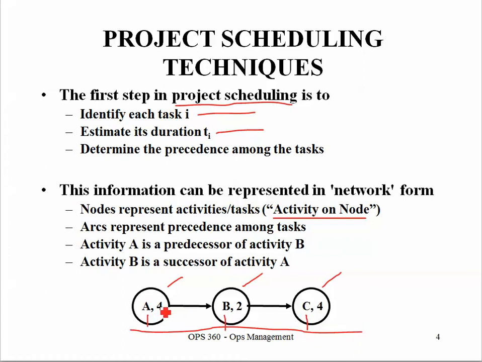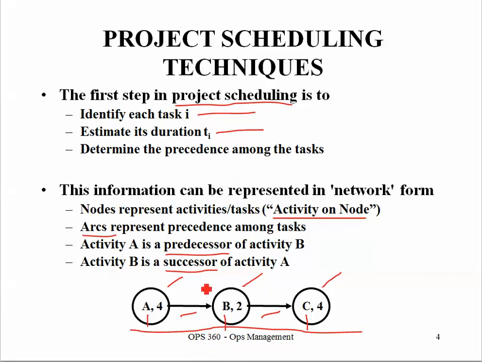And the order of placement here, plus the arrows, indicates the precedence among the tasks. These arrows are also called arcs. So this says that task A has to be done before task B, and task B has to be done before task C. Another way of phrasing that is we say that activity A is a predecessor of activity B. It has to be done before B. And activity B is a successor of activity A.